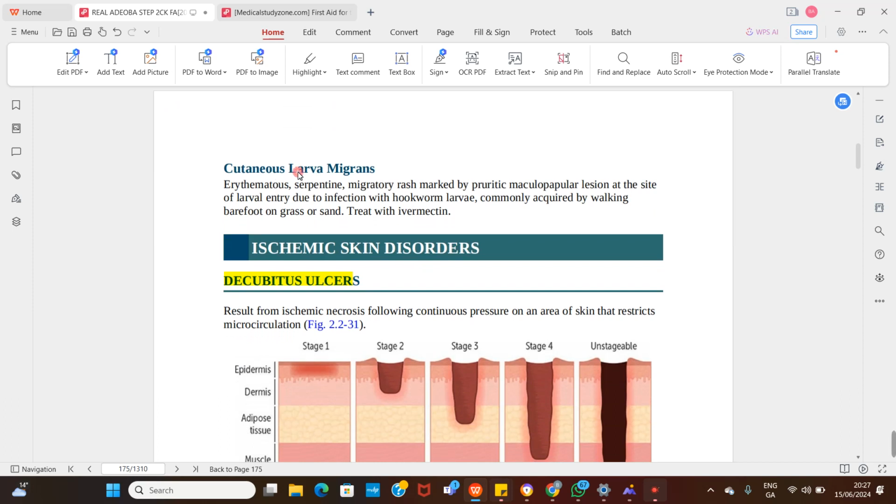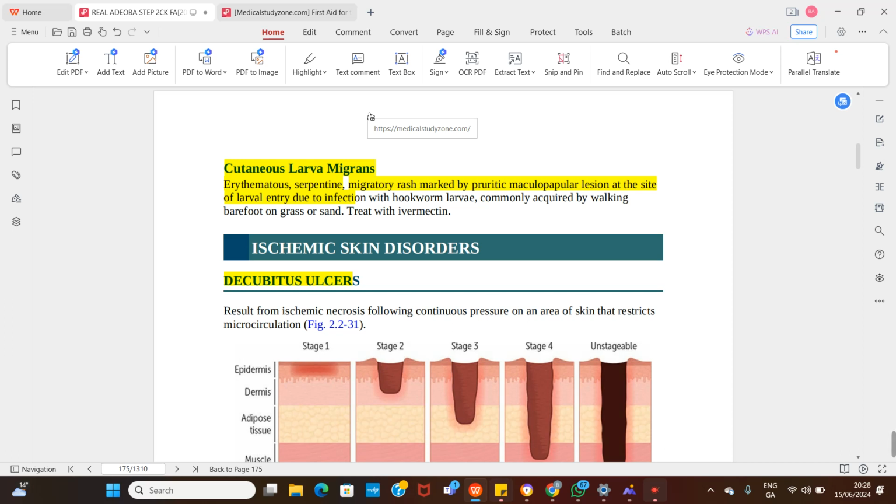Then cutaneous larva migrans are what we are familiar with. Everybody knows this, right? We are just going to get a picture of this larva within the leg. Very common in the leg. And what are we going to see? We are going to see an erythematous serpentine, meaning snake-like, migratory rash, which is very pruritic. So we are going to see an erythematous maculopapular, serpentine migratory rash in the leg.